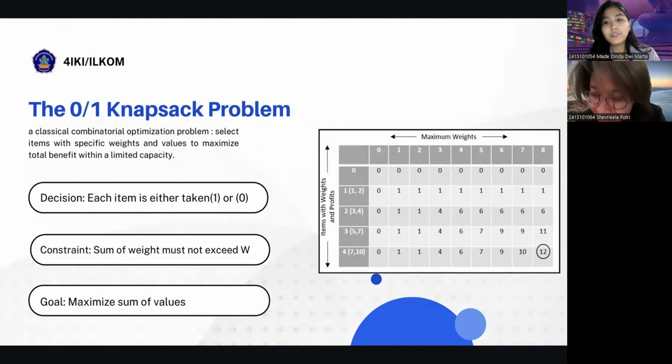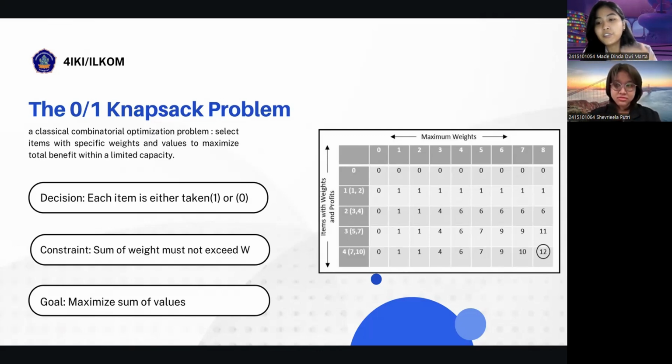So what is the 01 knapsack problem? It is a famous puzzle in computer science. Imagine you have a bag or a knapsack with a weight limit. You have a set of items, and each item has a specific weight and a specific value. Your goal is to fill the bag to get the highest total value possible without going over the weight limit. The 01 part means you have a simple choice for each item. Either you take it, which is 1, or you leave it, which is 0. You cannot take half of an item.